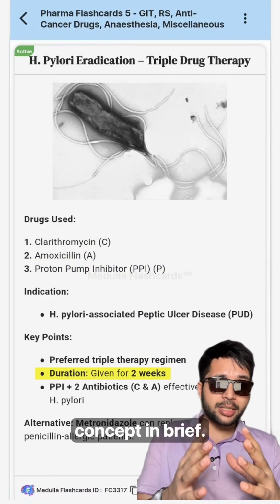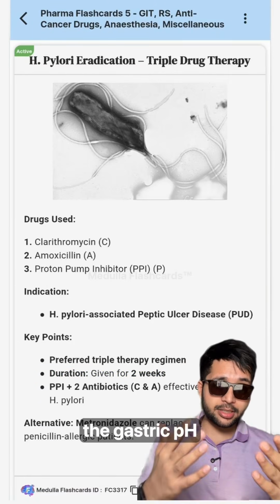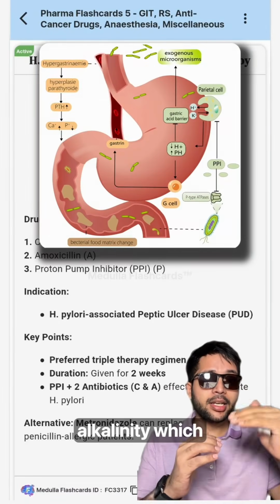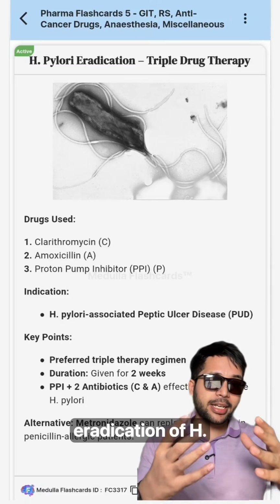And let me just tell you the concept in brief. Basically, the proton pump inhibitors, they increase the gastric pH. They inhibit the gastric acid, of course, and then they increase the gastric pH towards alkalinity, which improves the antibiotic stability and penetration. Hence, there is better eradication of H. pylori.